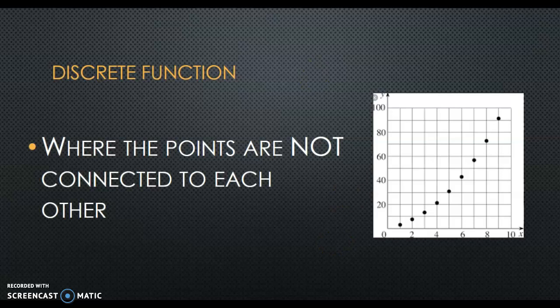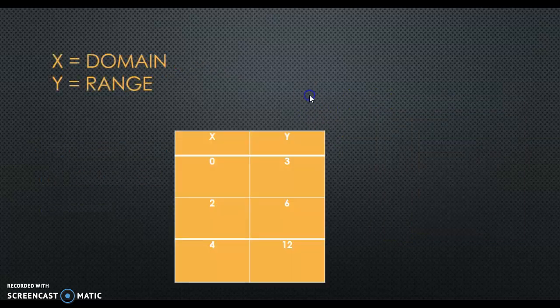Discrete functions. Okay, and I know you're going, what's a function? We've never heard of functions. Just think of equation, okay guys? It's another word for equation. Okay, so discrete. This is the important word here, discrete. Where the points are not connected to each other. You see how there's no line between these? They're just points on a graph, okay?